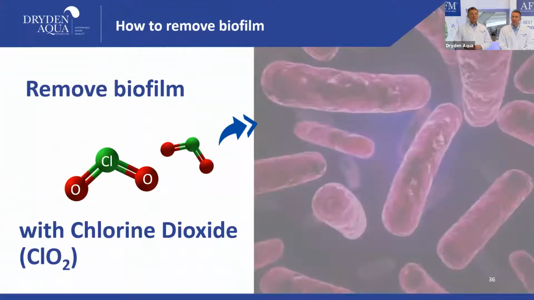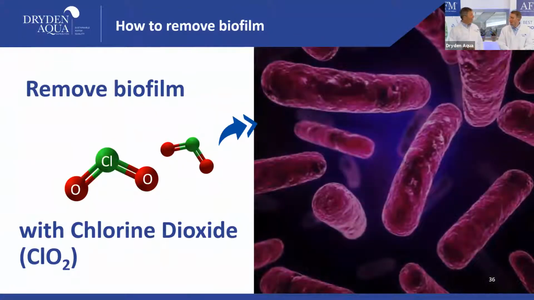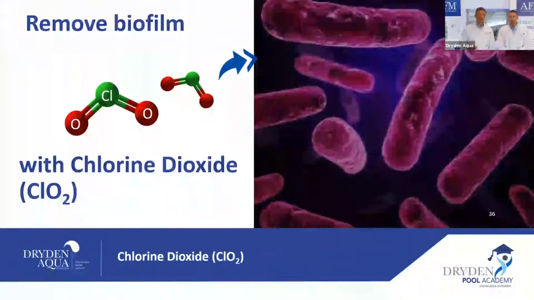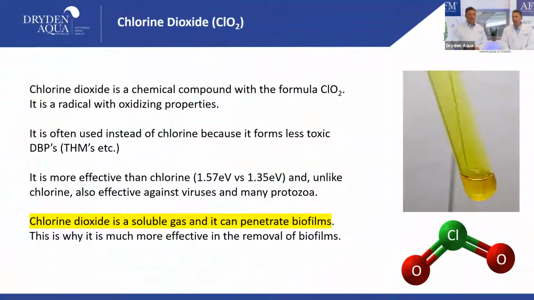So, chlorine dioxide, we mentioned it. What is chlorine dioxide? ClO2. One chlorine, two oxygen atoms. It's a radical, and it's slightly stronger.